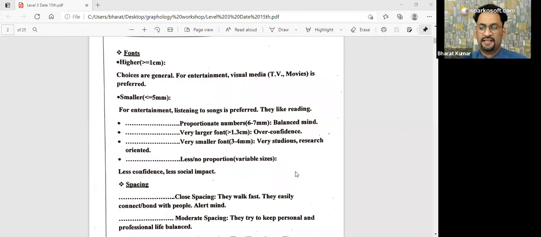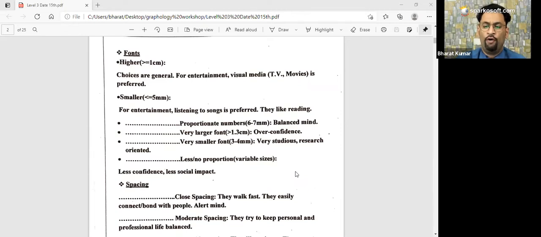If font size is very small, 3 to 4 millimeter, these kind of people are highly focused and highly analytic in nature. That's why generally they have a very scientific attitude.